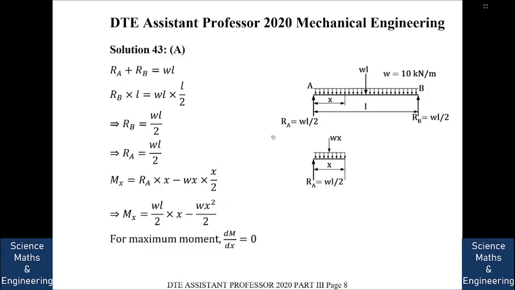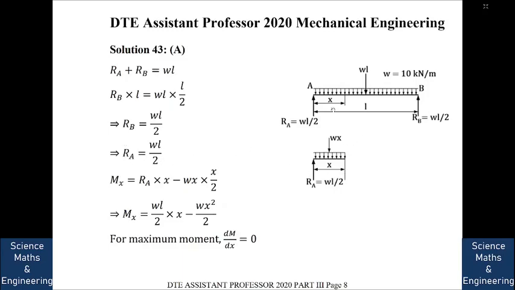Here we have RA, RB at points A and B, and this uniformly distributed load is along L length, so it is WL, and it is acting at the center, that is at L by 2 distance from both A and B. Now RA plus RB would be equal to WL, so summation of the vertical forces is 0. So that is one equation. Next, the moment at the point A would be 0, so WL into L by 2 would be equal to RB into L. From here we get RB is equal to WL by 2, and putting this again in the first equation we get RA is WL by 2.